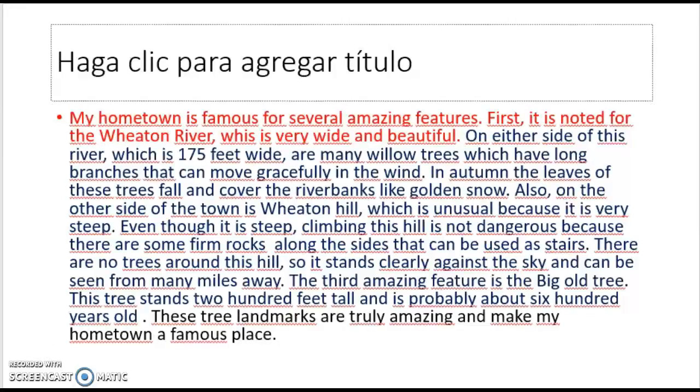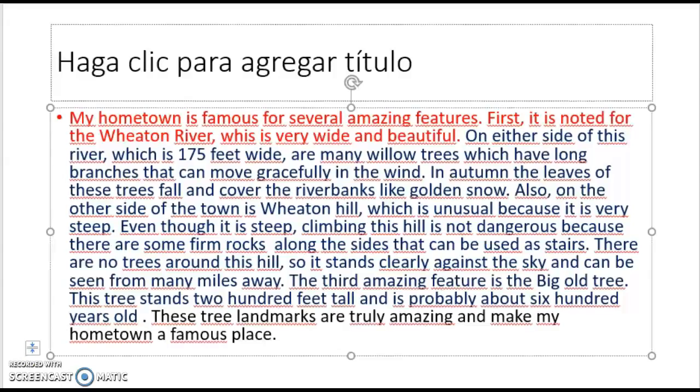Then you can see that I changed the color to blue to highlight the supporting sentences. Let's remember that the supporting sentences give details to develop and support the main idea of the paragraph. Then we are going to color the closing sentence orange. So let's have a look. And this is the closing sentence. The closing sentence restates the main idea of your paragraph. It's always the last sentence of the paragraph.